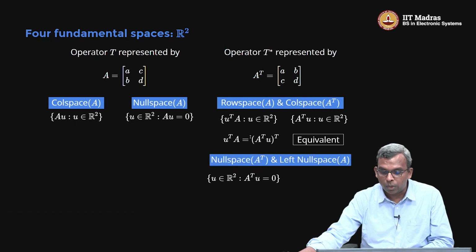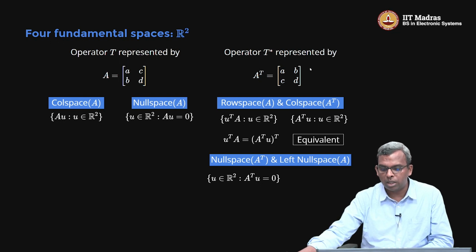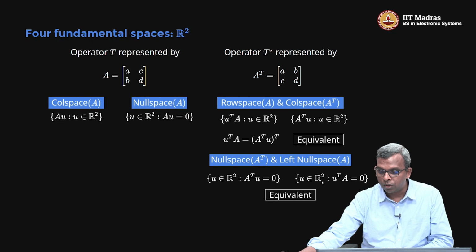Likewise, there is something called the null space of A transpose. What is null space of A transpose? It is the set of all U such that A transpose U is 0. Now, what is A transpose U? It is the transpose of U transpose A, right? So which is the same as U in R2 such that U transpose A is equal to 0. Now this guy is called the left null space of A.